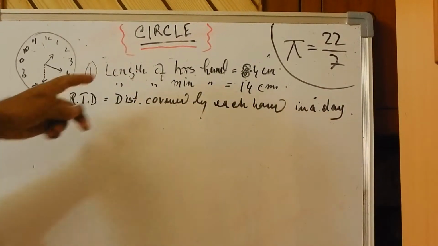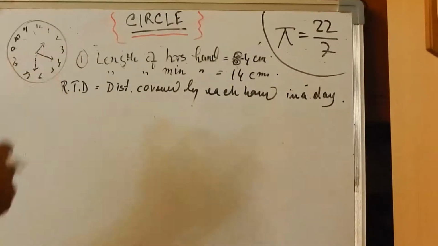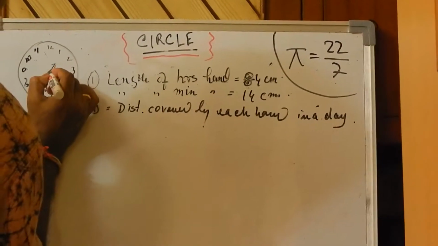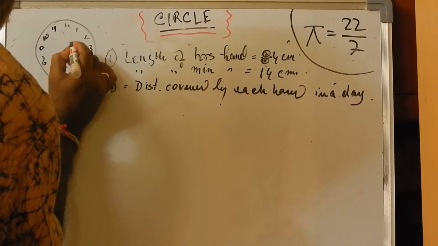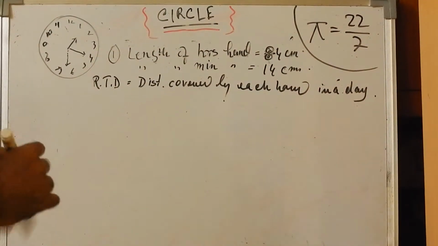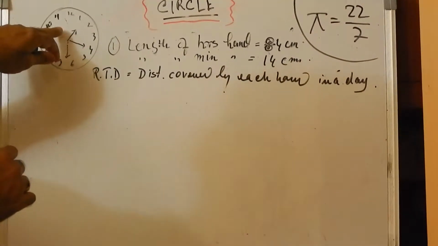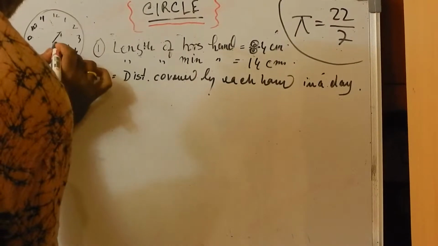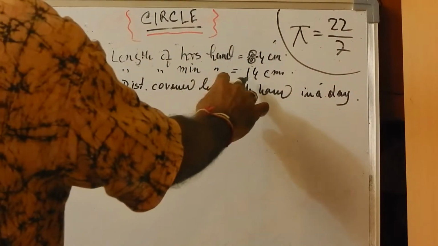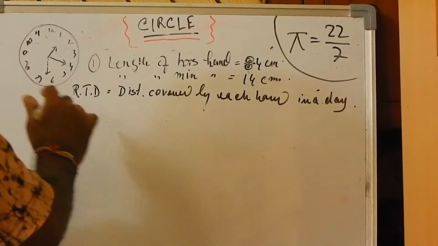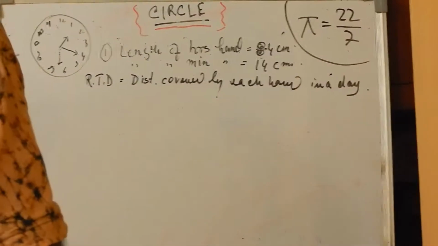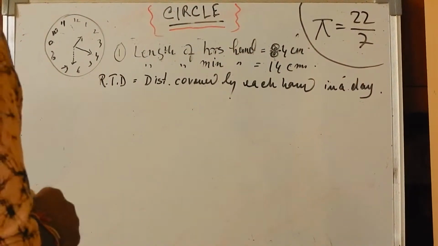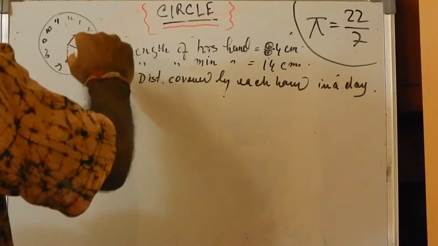So what is given? The length of the hour hand of a clock is 8.4 cm. That means this hand, the hour hand, is shorter, and the length of the minute hand is a bit longer. It is 14 centimeters. What we are required to find out is how much distance both of these hands cover in a day, because we know they travel like this.